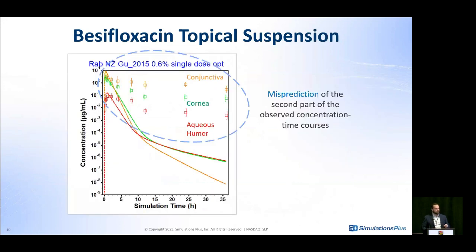But actually, if we really look now in log scale, and we focus, and you have here on the screen the conjunctiva, cornea, and aqueous humor data, what was interesting to see is the first time points for the first 3 hours were quite well predicted, but the rest of the profile is not well predicted at all. And we are totally under predicting. And we wanted to understand what is happening, because it's a suspension. It's not a formulation that is too complex, so we were expecting to have a reasonable prediction.